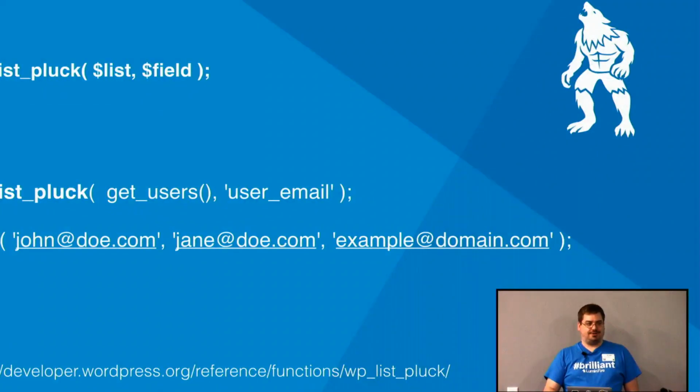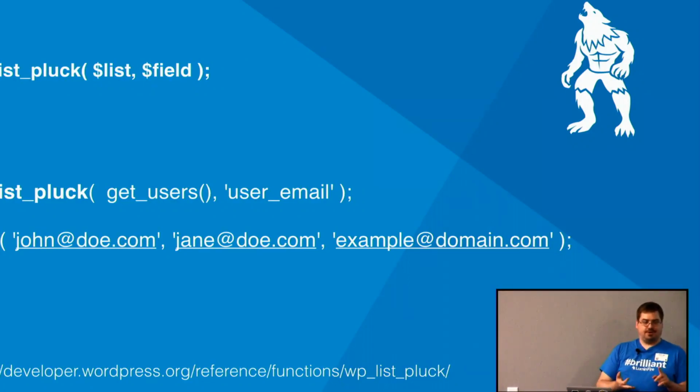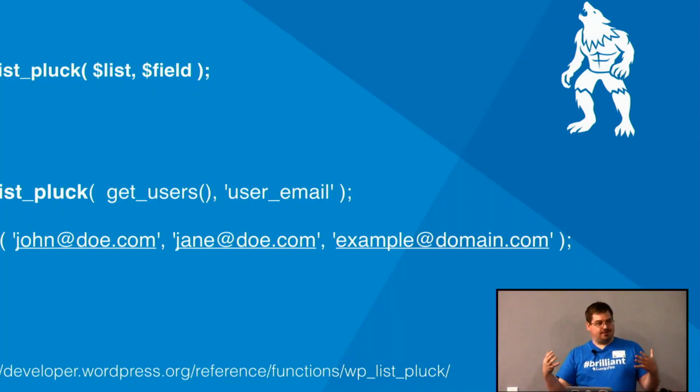wp_list_pluck. This might be one of my all-time favorite functions I found. So let's say, this happens a lot in WordPress. You query the database and you get back an array of objects, right? You get an array of users, an array of posts, an array of taxonomy terms. You get arrays of objects all the time. And you're like, you know what? I really just need the user emails from that thing. I don't care about the rest of the data. I just want the user email.